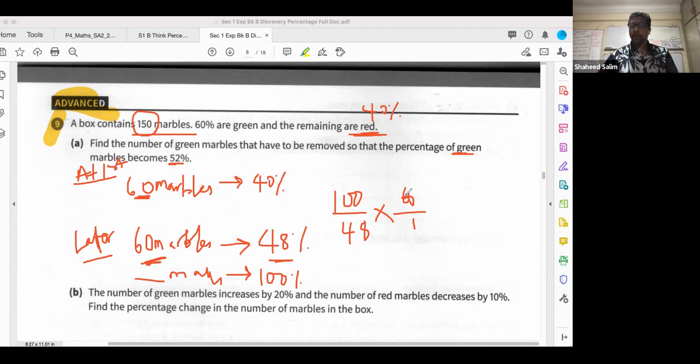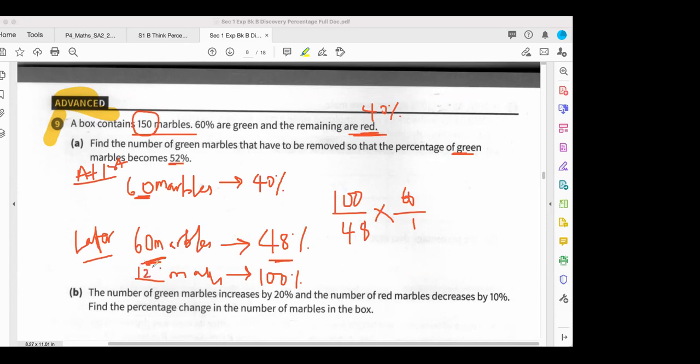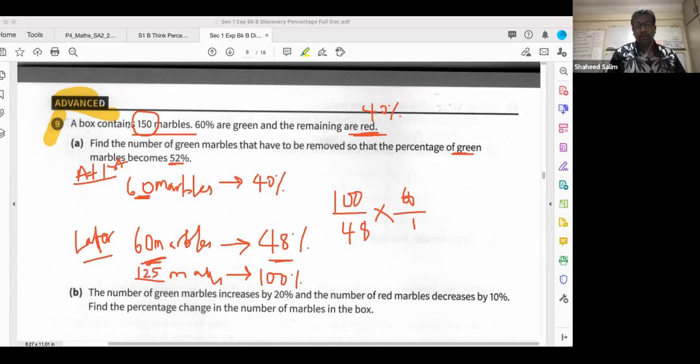You got the answer. You know how much it is? 125. So from 150 drop to 125, how many marbles were removed? 150 minus 125, you get 25 marbles removed lah. You get it or not?